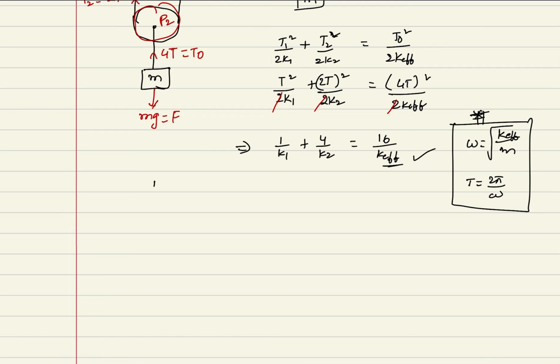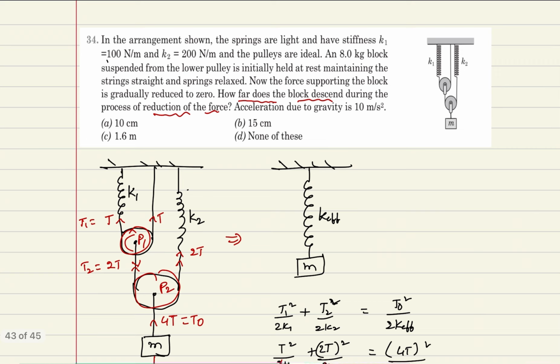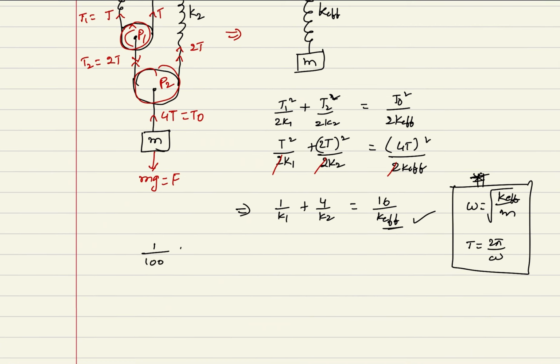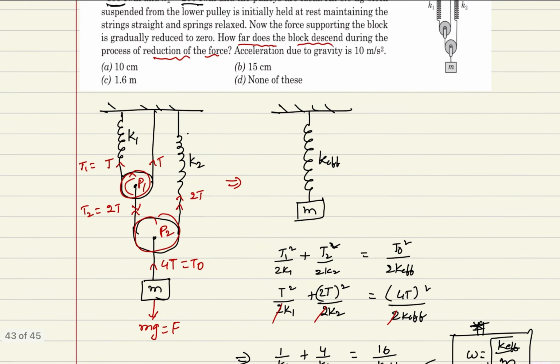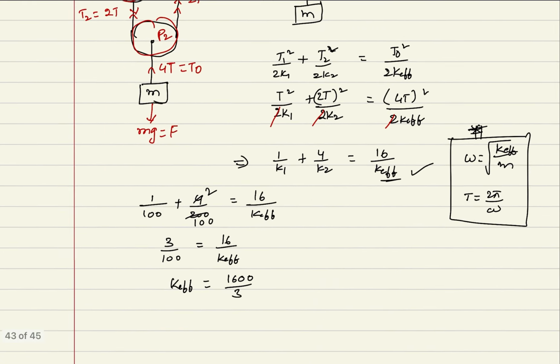Okay. Next one, you observe this 1 by K1 value. K1 is 100 Newton per meter, K2 is equal to 200 Newton per meter. I am writing here 1 by 100 plus 4 by 200 is equal to 16 divided by K effective. Now the 2 times get cancelled, it is 1 by 100 plus 2 by 100, so overall I can write it as 3 by 100 is equal to 16 by K effective. Now our K effective value is 1600 divided by 3. Now I want to calculate how far the distance is moving.